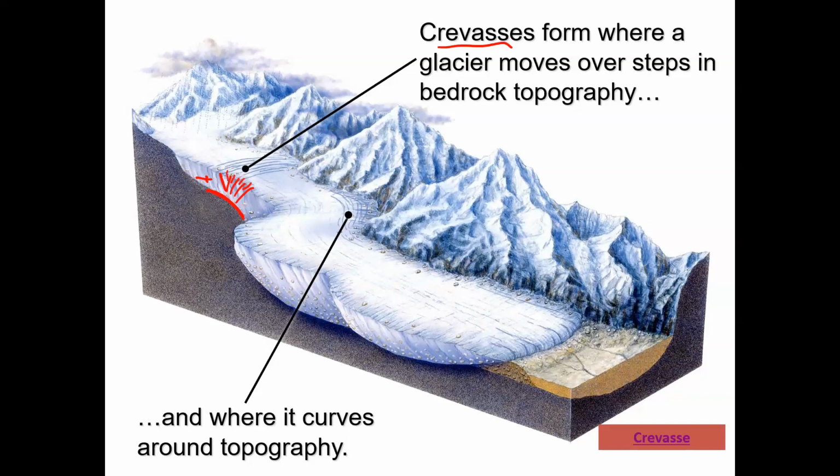They also form where the glacier has to move around curved topography, right? So wherever the glacier is changing direction on the topography below it, you have crevasses forming. Let's take a look at an example of one.